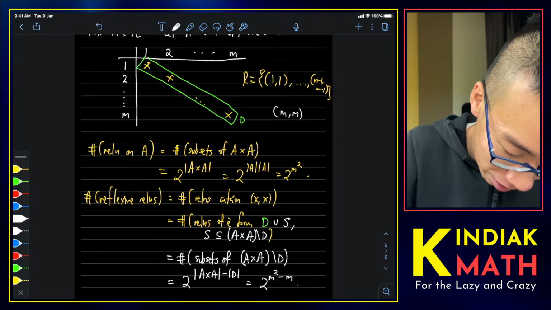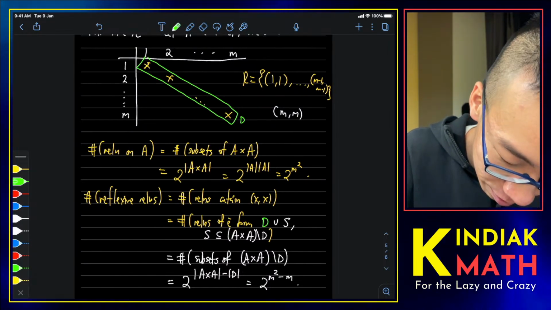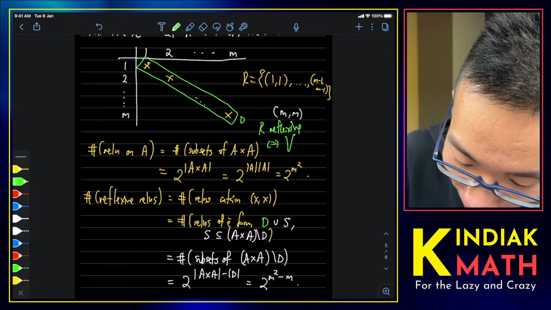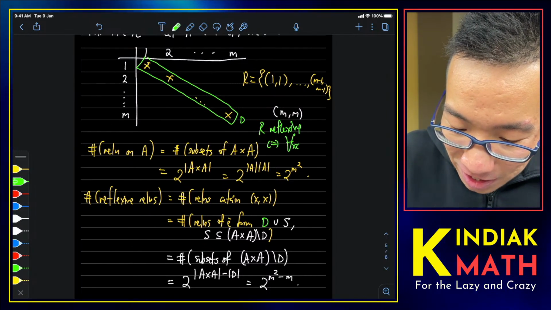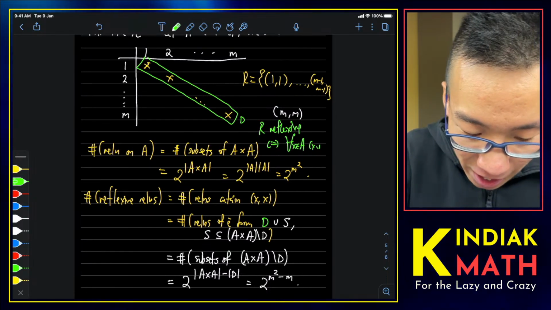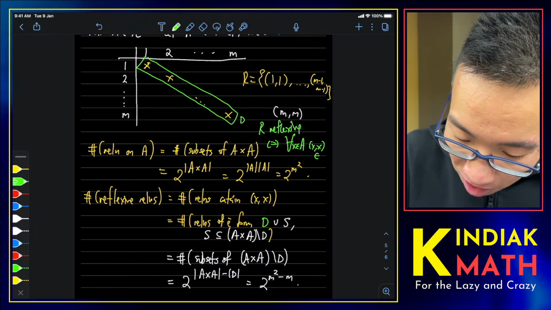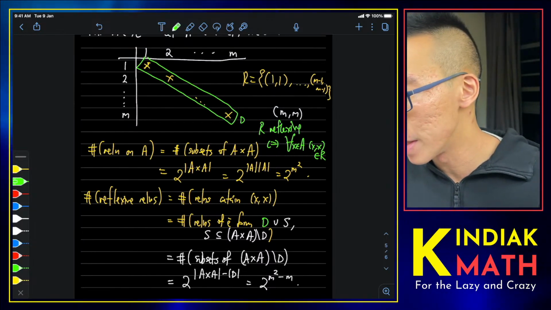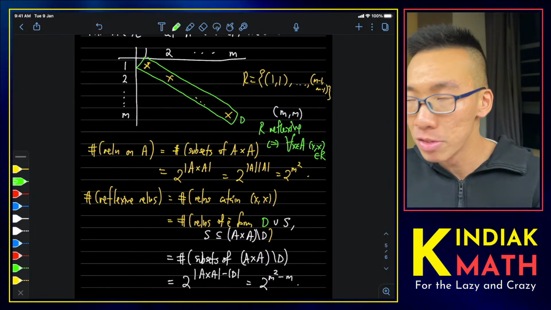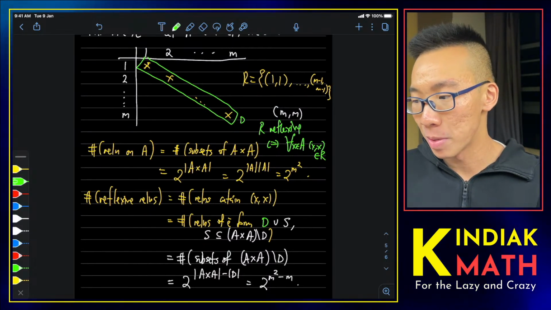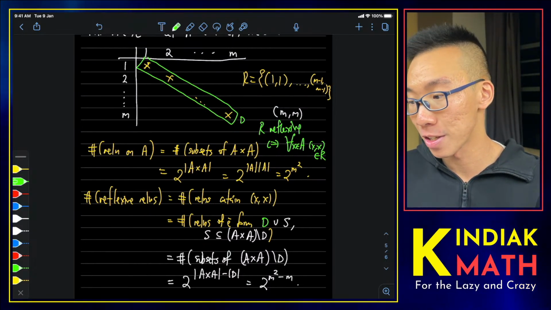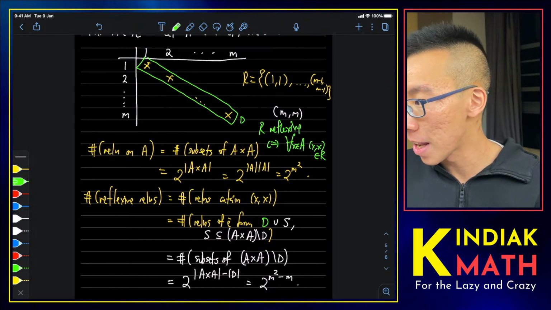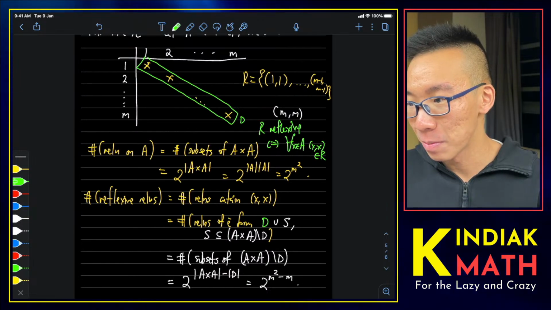So we say that R is reflexive precisely when for any x in A, xx belongs to R. But if we are missing at least one of these items, then we are not going to be able to get a reflexive relation. So that's that.